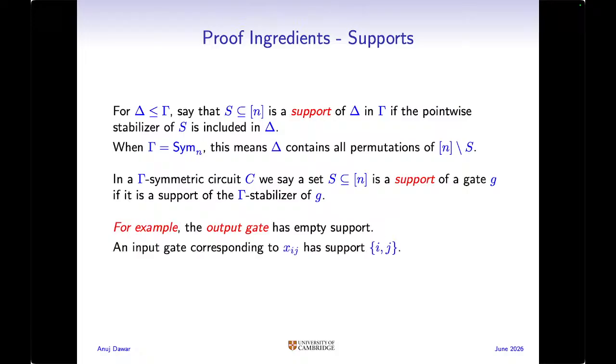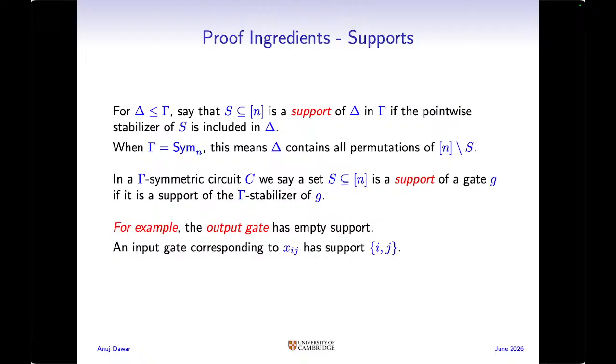An input gate labeled by a variable xij, let's say, where i and j are in 1 to n, has support of the two elements i and j, in the sense that any permutation, we're assuming there's only one input gate for every variable, any permutation which doesn't move i and j doesn't move this gate. Okay?